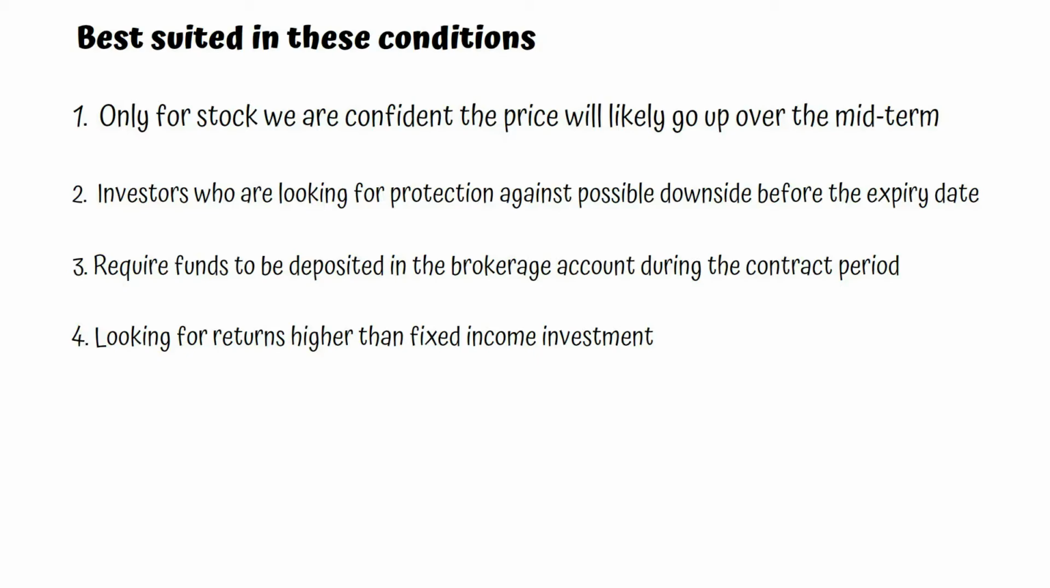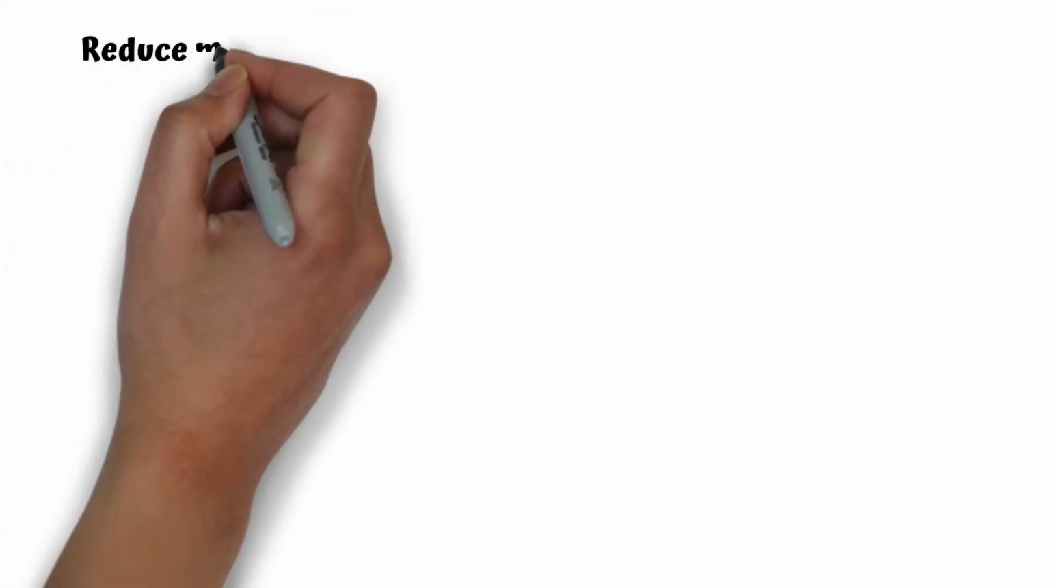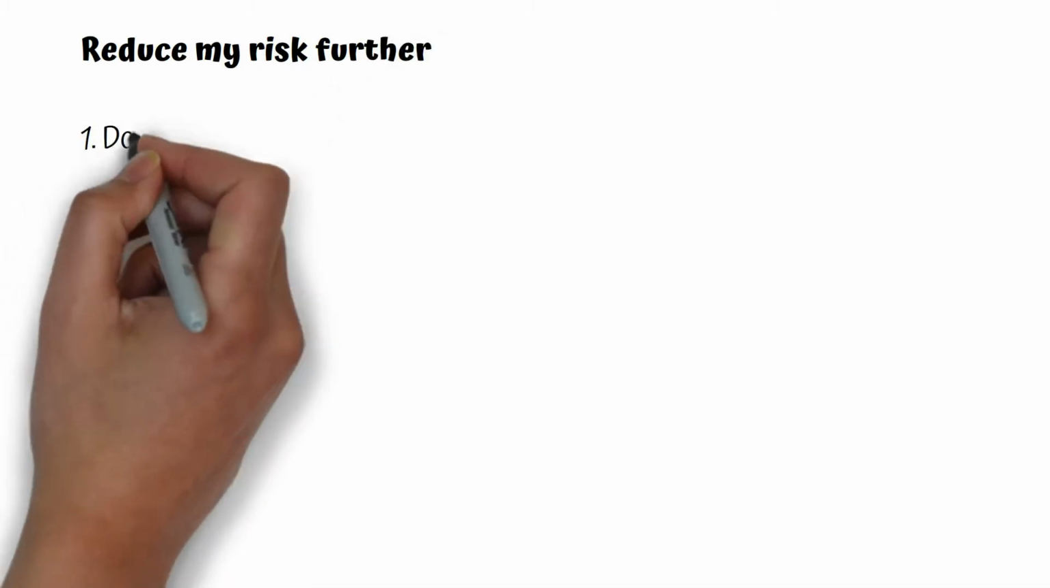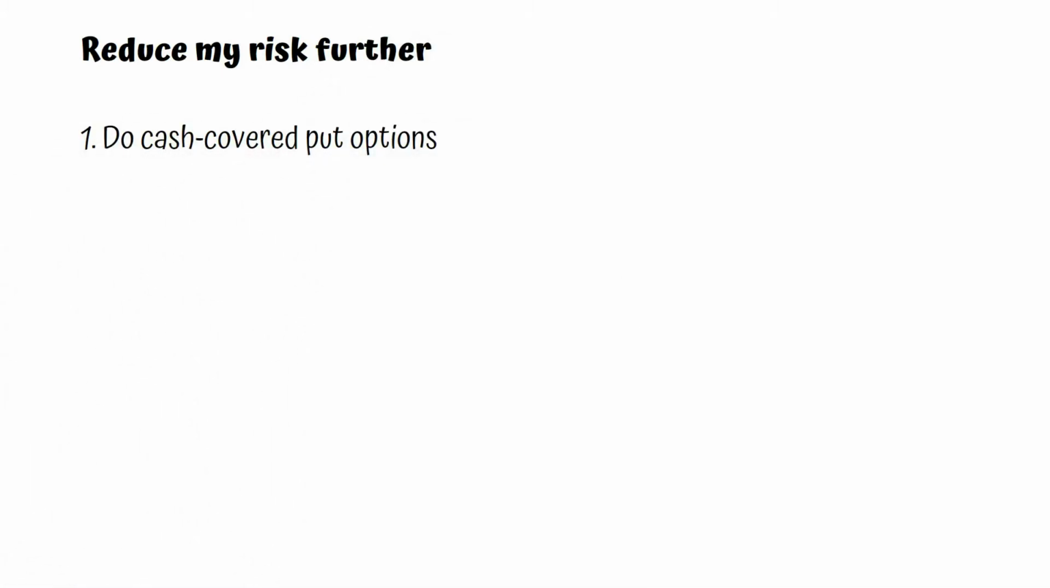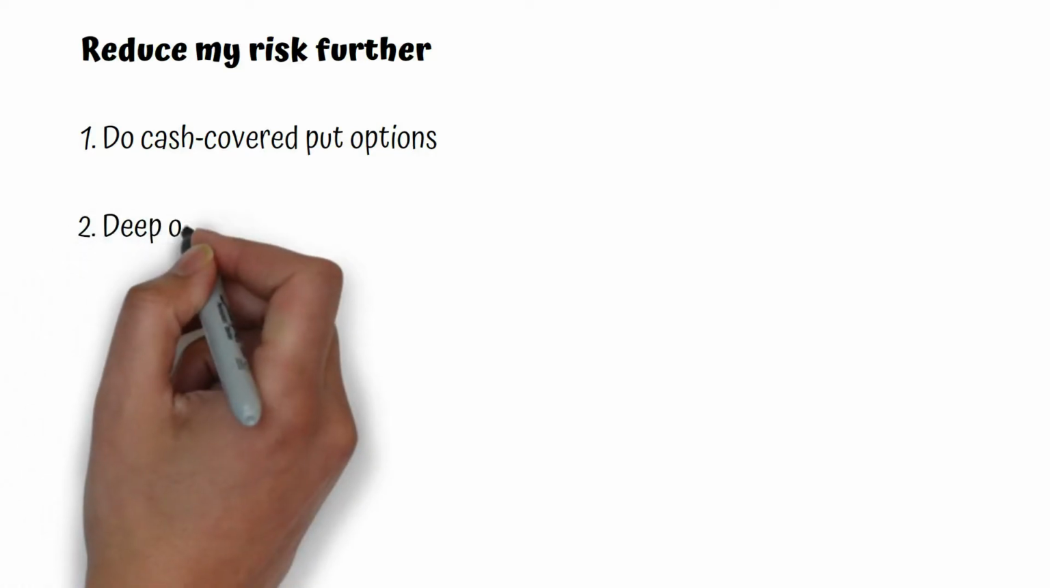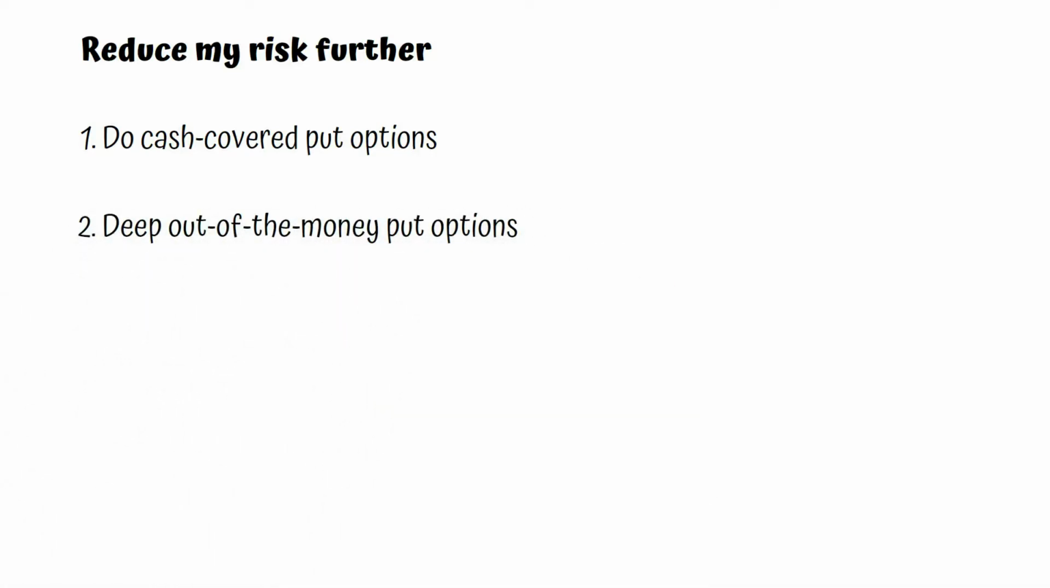I am a conservative investor. I can reduce my risk further by, 1. Doing cash covered put options. For each contract, we will need to have at least this amount deposited with our brokerage, i.e. the strike price minus the premium multiplied by 100. We can deduct the premium amount because the buyer will need to pay the seller the premium amount as soon as the contract is done. 2. Deep out the money put options.